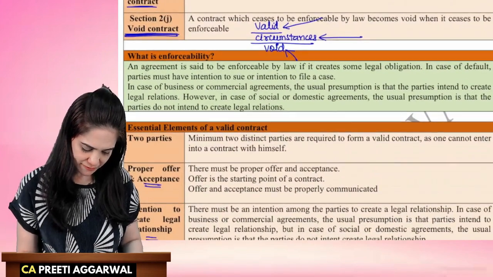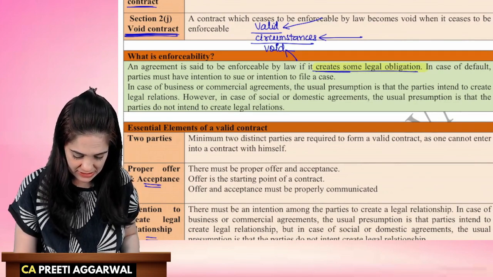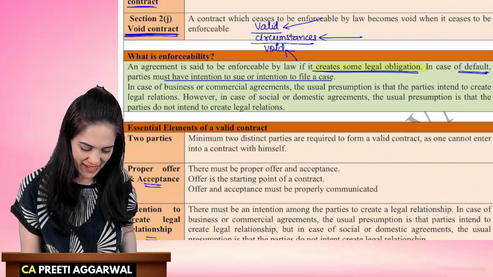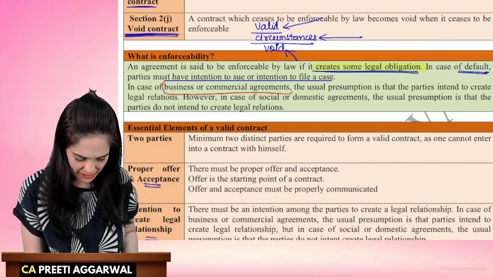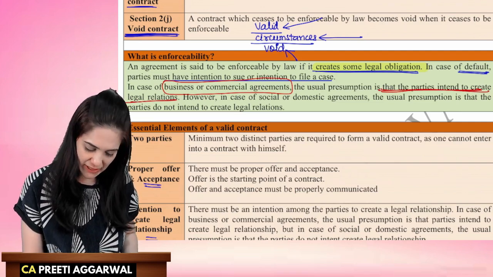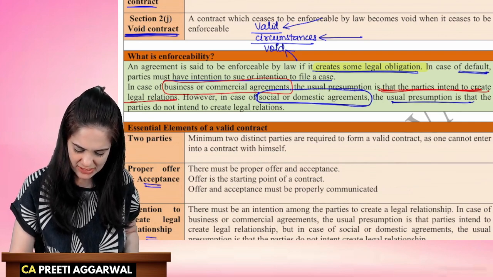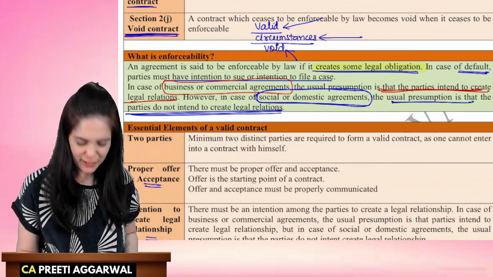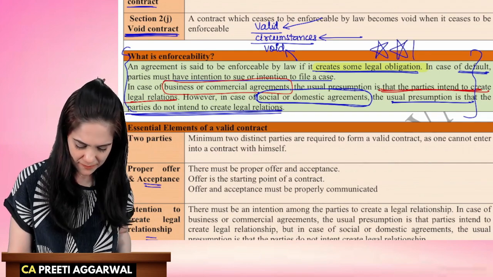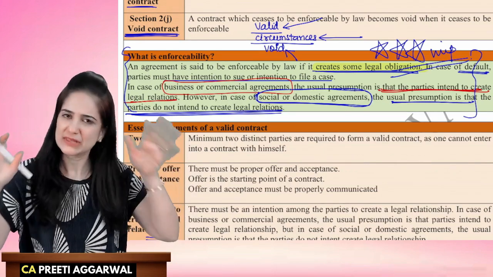However, they can impose legal relations separately. An agreement is said to be enforceable by law if it creates some legal obligation. It means that if one party defaults, the other party can take action. In case of business or commercial agreements, the usual presumption is that parties intend to create legal relation. But in case of social or domestic agreements, the usual presumption is that parties do not intend to create legal relation. This is extremely important for exam. You take any exam, this is very important.